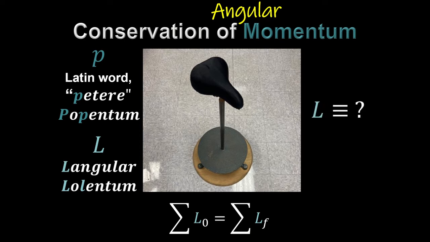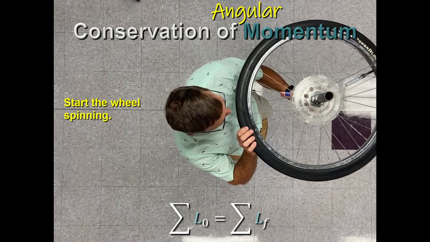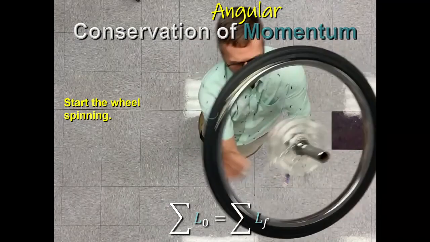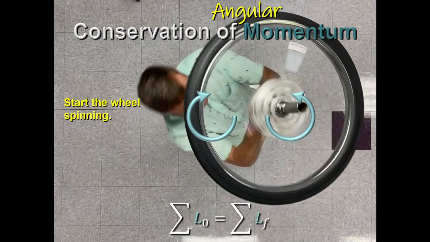And I'm not going to define angular momentum just yet. I will in a little bit, but let's just rely on our intuition about what it might mean. So for example, here I am sitting on this turntable, and I'm holding a bicycle wheel. The wheel is stopped, and I am stopped, so the total angular momentum right now is 0. What's the total angular momentum going to be when the wheel spins?